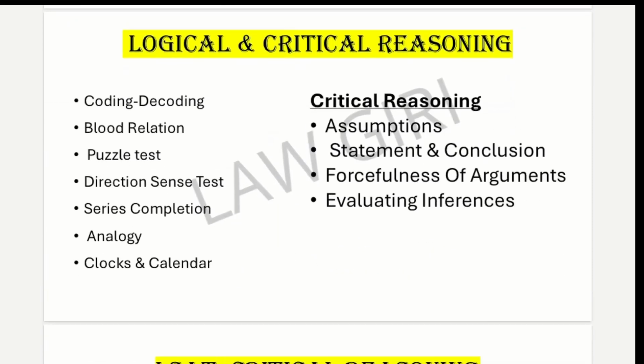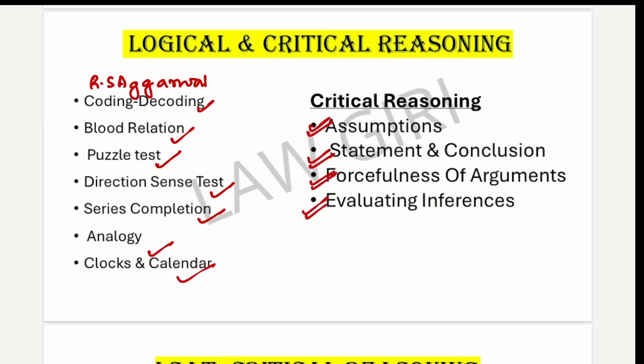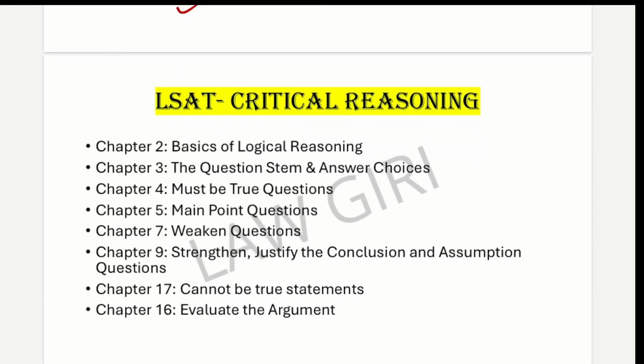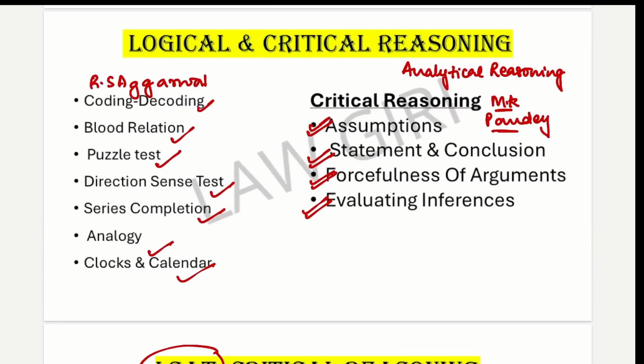Then we have logical and critical reasoning, coding, decoding, blood relation, puzzle test, direction sense test, series, analogy, clocks and calendar. For this, you can buy a book called Verbal and Non-Verbal Reasoning by R.S. Agarwal. And then we have critical reasoning, wherein we have assumption, statement, conclusion, forcefulness of arguments in evaluating inferences. That is, you can go for a book by M.K. Pandey, Analytical Reasoning by M.K. Pandey. Okay, for LSAT, you can also go for an LSAT book, but I would recommend at this point you go for M.K.